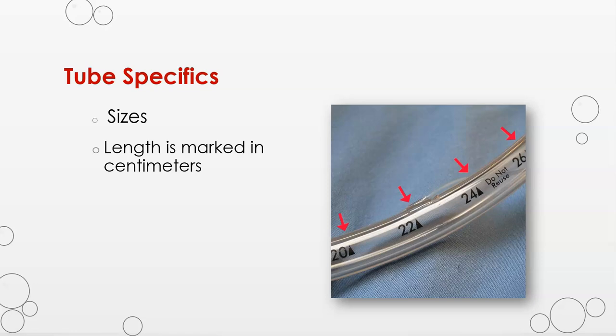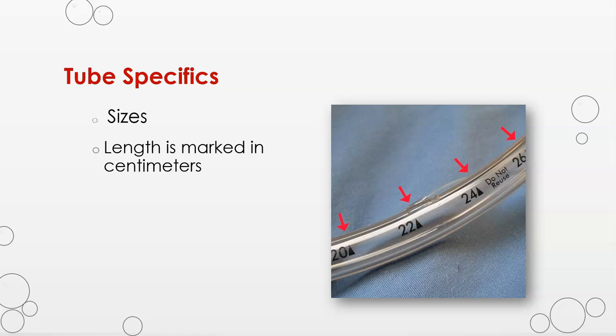Where the tube sits on the lip line also needs to be documented by the nurse, as this helps the caregivers monitor the position of the tube. It is documented in centimeters. So if you look at this picture and you check the lip line and you note that the ET tube is at the 22 centimeter mark, you would want to document that and pass that on in report.